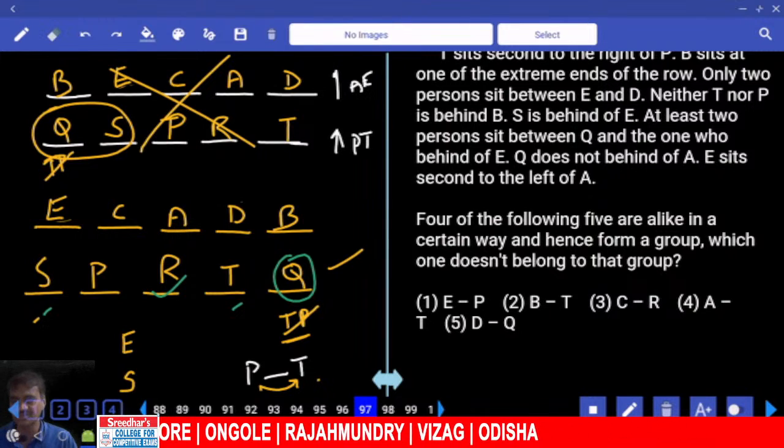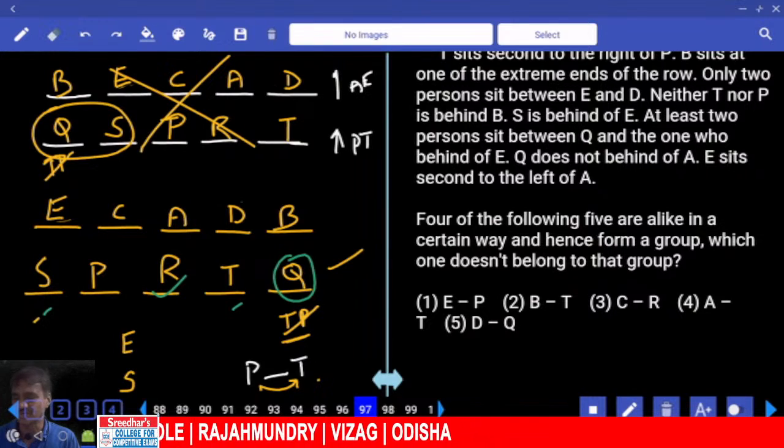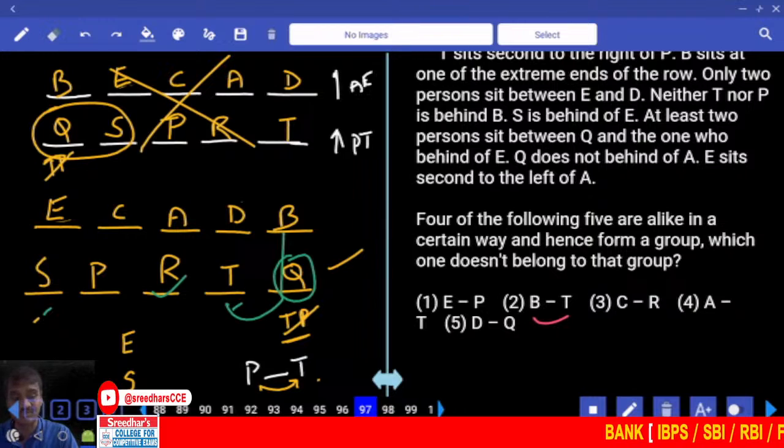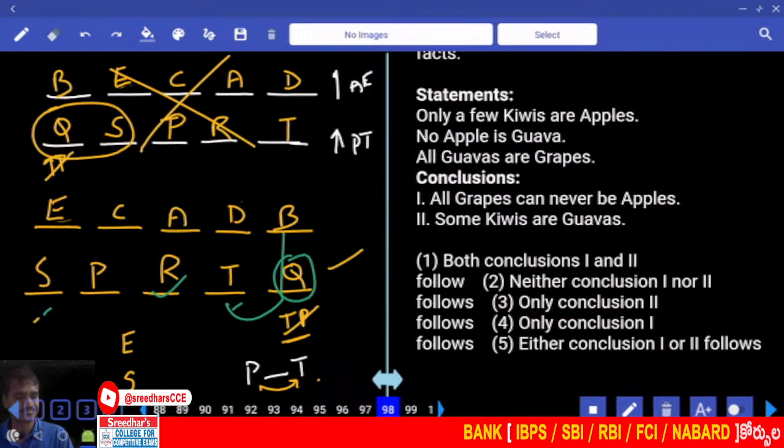Then what is your answer in this case? My choice is choice B and T. Now B and T. T's immediate right hand side opposite will be B. And in the remaining cases it is left opposite, it is right opposite, so choice 2 is the odd one.